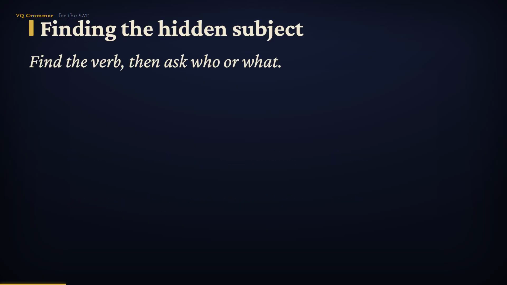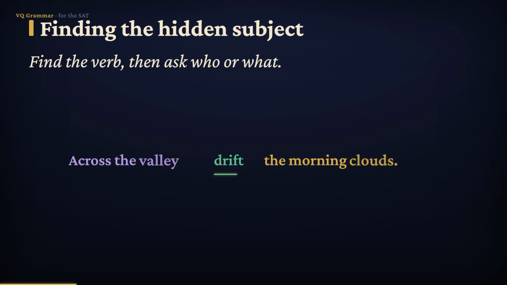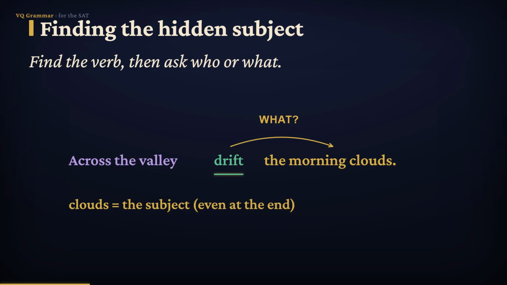So, how do you find the subject when it's hiding at the end? Same trick as always. Find the verb first, then ask who or what is doing it. Across the valley drift the morning clouds. The verb is drift. What drifts? The clouds. So clouds is the subject, even though it sits at the very end. And notice that opening phrase, across the valley, is just a prepositional phrase. It can never be the subject.